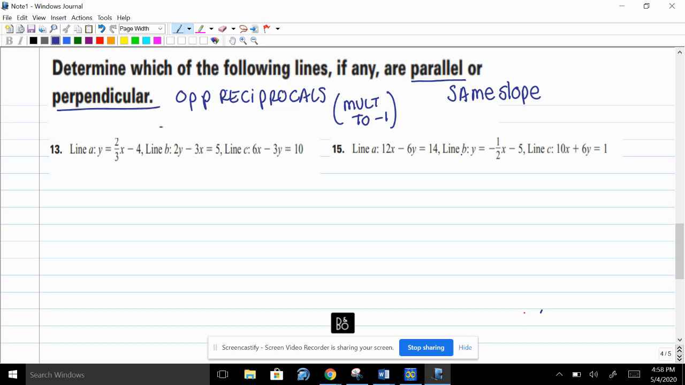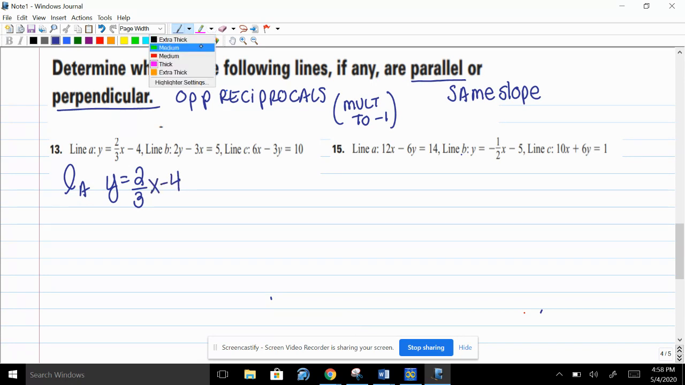So if I take a look at number 13, you have three lines in each problem. In number 13, you have line A, which is y is equal to 2 over 3x minus 4. They did us a favor there because it's written in slope-intercept form. So the slope of this thing is 2 over 3. There's no work for me to do there.